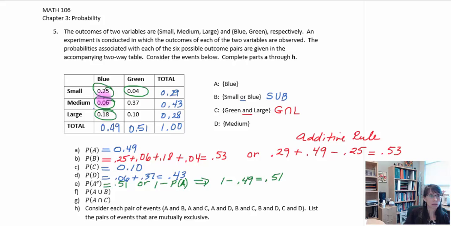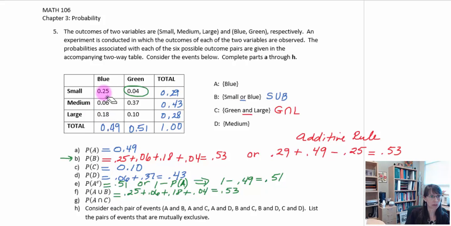So again, we could simply add up these four probabilities. So you'll notice they're the same probabilities involved with problem B. So our total is going to be the same. 0.25 added to 0.06, added to 0.18, and added to 0.04 makes 0.53. Part G is looking for the probability of A intersecting C.